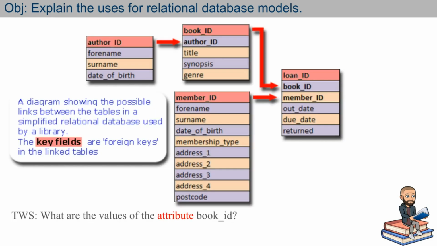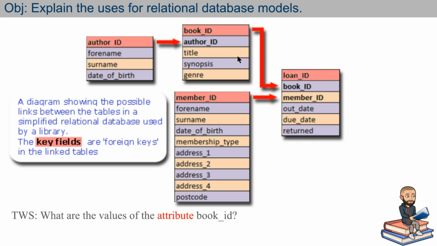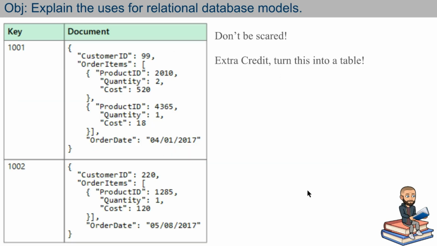And when you look at tables like this, this is called an ERD model. It says a diagram showing the possible links between the tables in a simplified relational database used by a library. So these key fields are foreign keys in the linked tables. In other words, these fields have a lot of information that go with them. So my question, what are the values of the attribute book ID? Every book should have an author, a title, a synopsis, and a genre. So don't be scared of this.